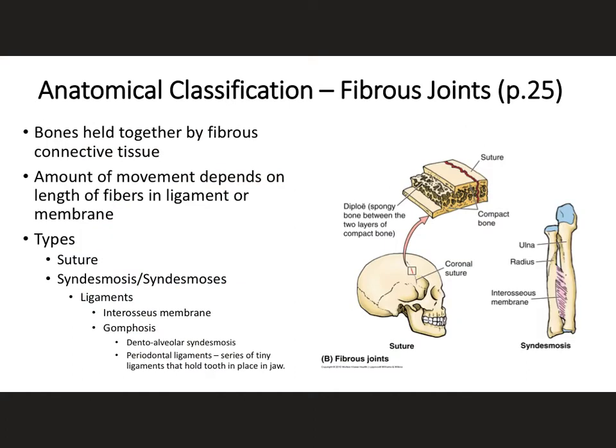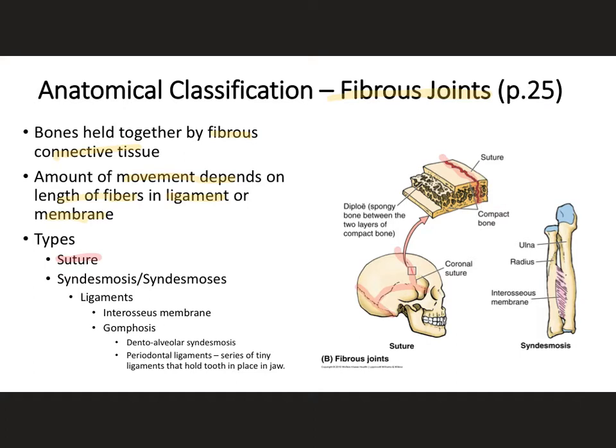The first anatomical classification to discuss are fibrous joints. Fibrous joints are held together by what's called fibrous connective tissue. And fibrous connective tissue appears in either ligaments or membranes, and the amount of movement here depends upon the length of the fibers. There are two distinct types of fibrous joints. The first is a suture. Now, a suture is going to be between the bones of the skull.